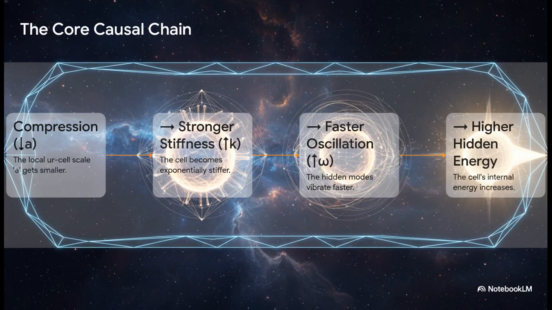This law sets up a direct chain reaction that's basically the engine for this whole model. So follow me here. You compress a cell, making A smaller. That causes its internal stiffness to just skyrocket. And what happens when something gets stiffer? It vibrates faster, so its hidden modes start oscillating like crazy. And that faster internal vibration, well, that just means it has a higher state of hidden energy. See the chain? Compression leads directly to more hidden energy.